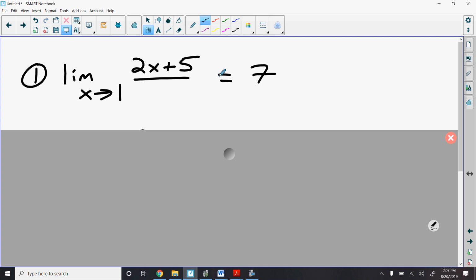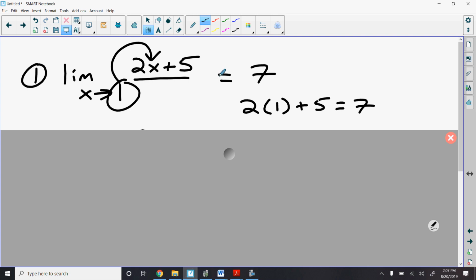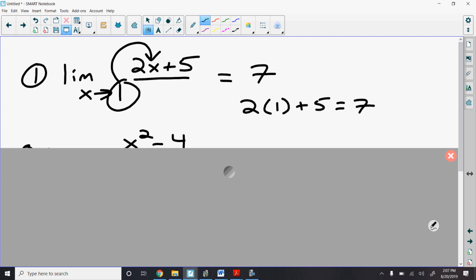One way that I can solve is to take the x value that I'm doing my limit at and plug it into my equation. When I do that, I get 2 times 1 plus 5 equals 7. So one method for solving limits of functions is to just plug in and see what we get. Let's try that with our example number 2.